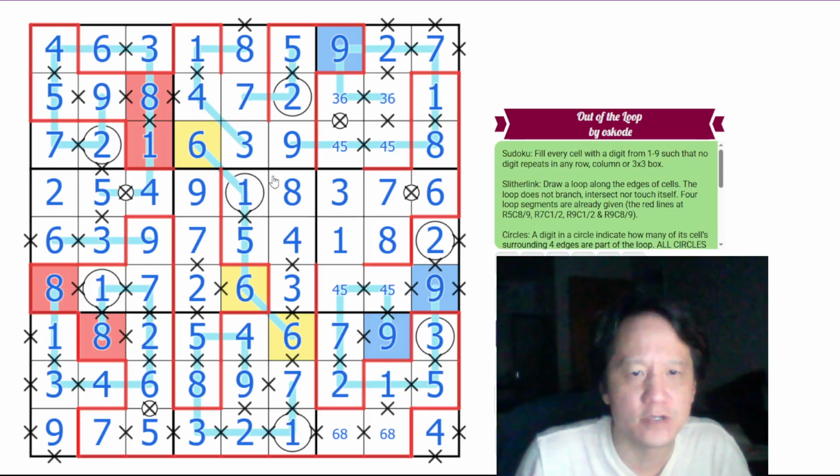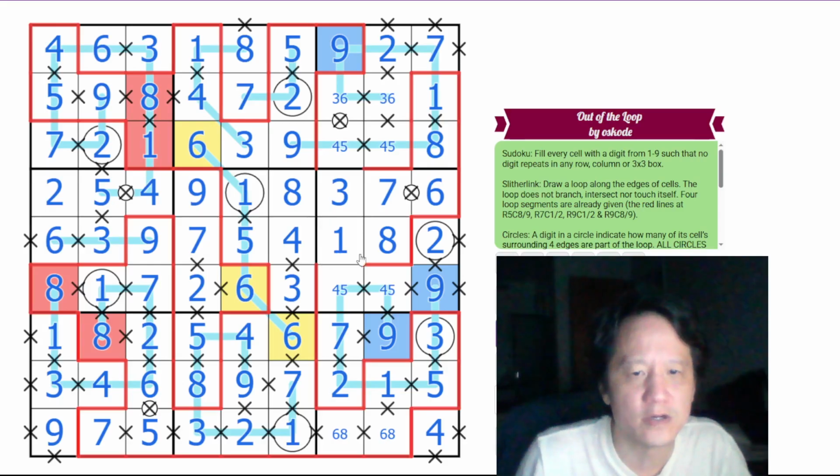If we tried to go down here, this connects to this, and then this forms its own loop, which is not allowed. So it cannot go down. It has to go left. It has to connect to here somehow, so it has to go up. So then that's connected. This can't go up because that would branch, so this must go that way.